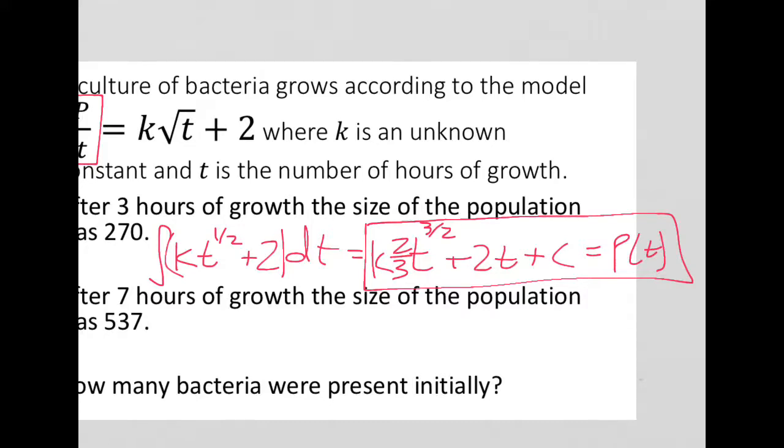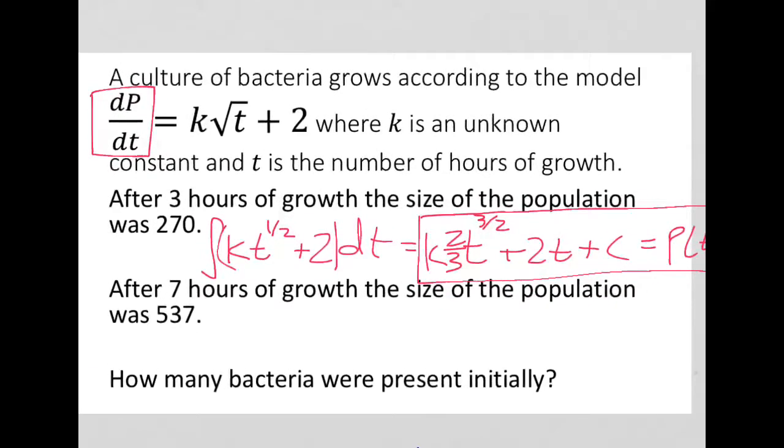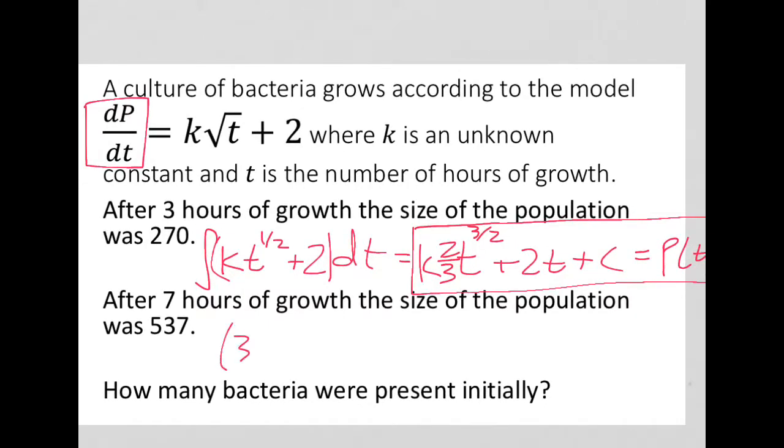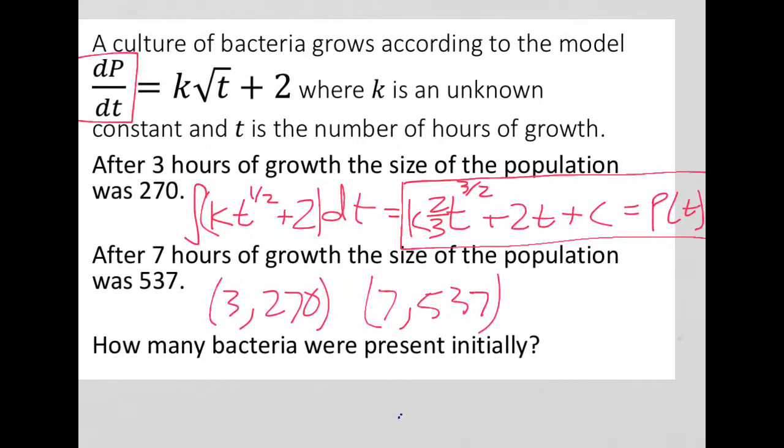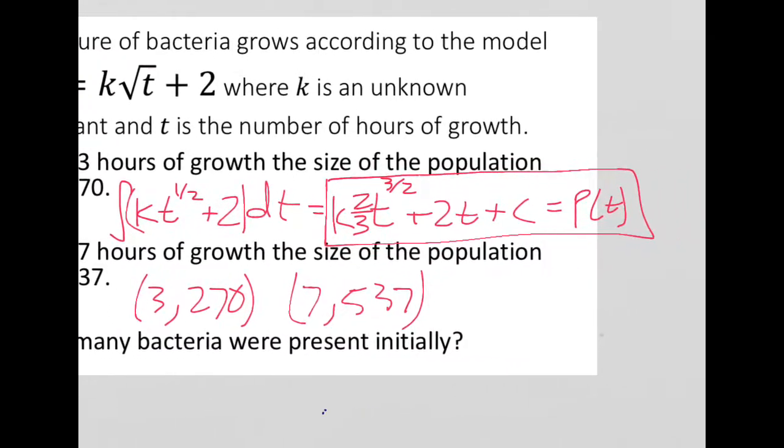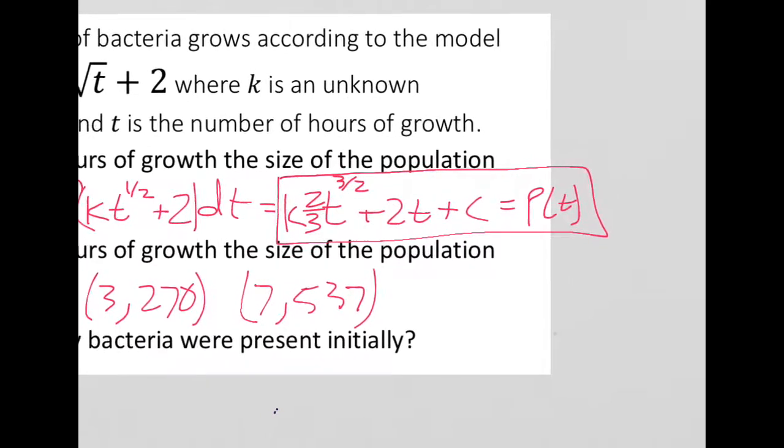We have two unknown values, but luckily we have 2 points. We know that after 3 hours, the size of the population is 270, and we know that after 7 hours, the size of the population is 537. And so now we need to plug in these two values into our equation separately, and we'll get a system of equations which we can then solve.